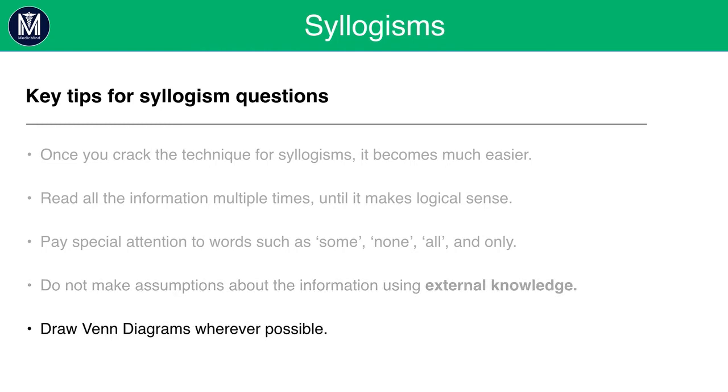And you should always draw Venn diagrams wherever possible. I found that whenever I do syllogism questions, whenever I draw a Venn diagram, it saves me a lot of time and it makes the question a lot easier. Now the issue is there's so many different types of syllogism that you might get in the exam. So now what we're going to do is to go through every single syllogism type that you'll get and go through a Venn diagram for each question as well as an example.